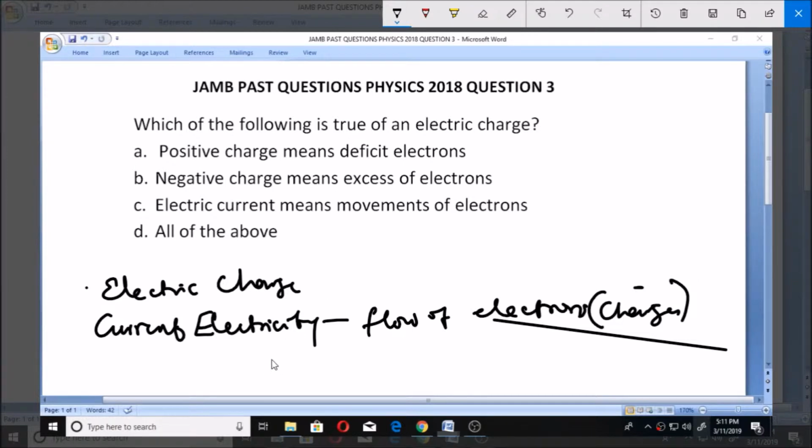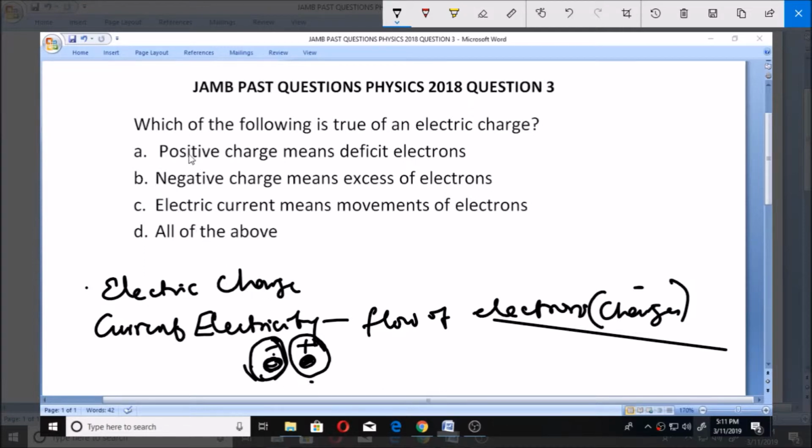Now, in an atom we have electrons and we have protons. The electrons are negatively charged and the protons are positively charged. So when you have excess of these electrons that are negatively charged, you expect a negative charge. Overall charge will be negative. But when the protons that are positive are in excess, then you expect an overall positive charge. When the negative is excess, it will be negative. When it is not enough, when it is deficit, it will then be positive.